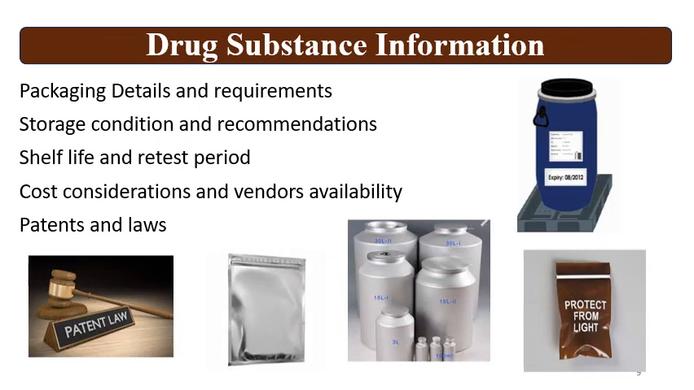Then coming to the other information. Other information involves packaging details and requirements. Whether your drug substance is packed into an alu pouch or aluminum container, or it is packed into a light resistant container. Then storage conditions and recommendations. These are generally given by the vendor. So these are required to be understood. Then shelf life and the retest period. What is the shelf life of the API and what is the retest period?